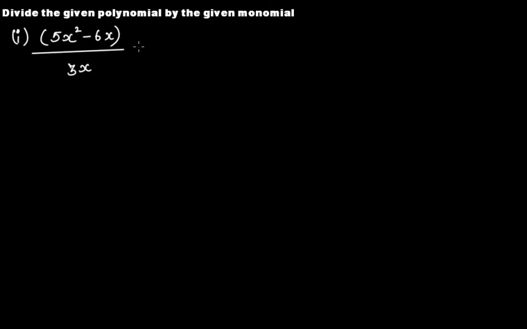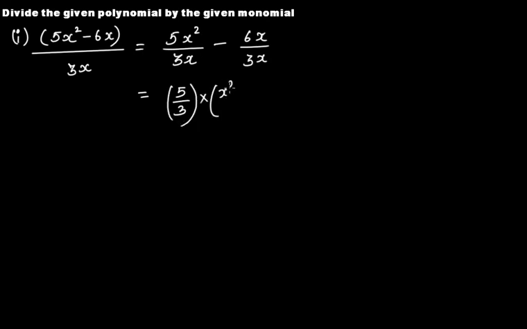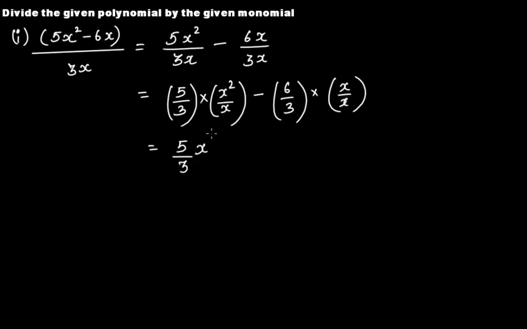Now this can be written as 5x squared divided by 3x minus 6x by 3x, right? So this is actually 5 by 3 multiplied by x squared by x, and minus 6 by 3 multiplied by x by x. So this gives you 5 by 3 multiplied by x raised to the power of 2 minus 1, because it's of the form a raised to the power of m divided by a raised to the power of n is equal to a raised to the power of m minus n. The laws of exponents, remember it?